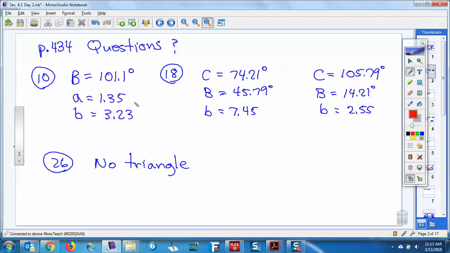Okay, here's the even ones. I thought I'd throw up these answers if you want to check them. I don't know if you took pictures of your thing here, but on the homework you had some odds, and then these are the evens. So 10 had 1 triangle, 18 had 2 triangles, and 26 was no triangle.